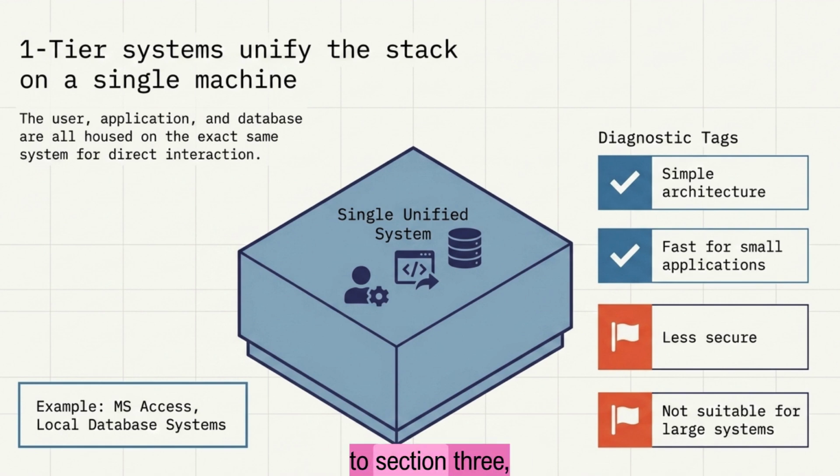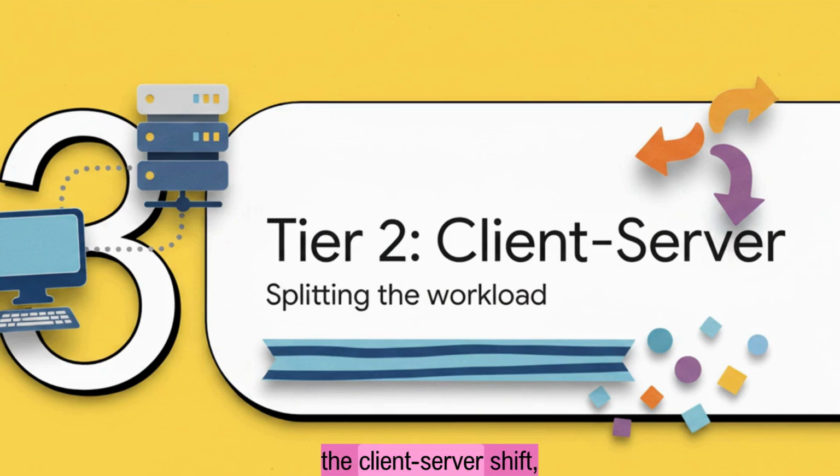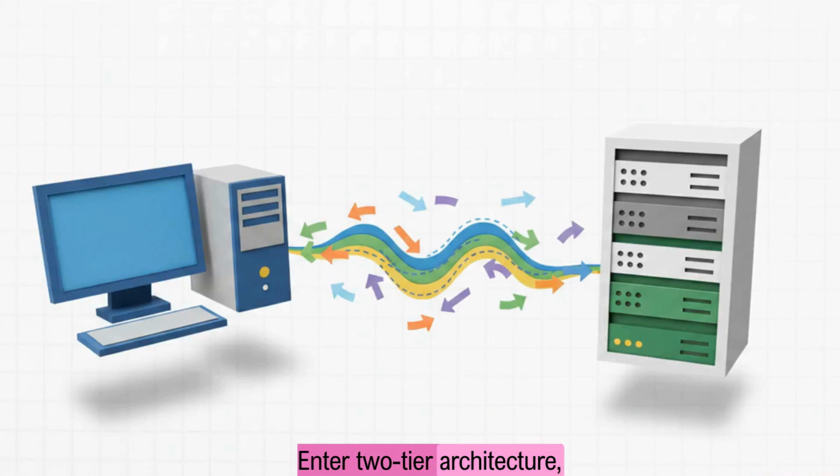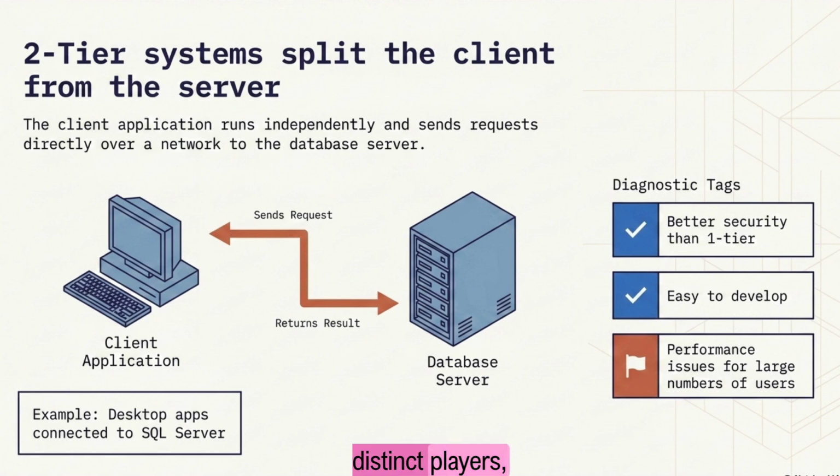Which brings us to Section 3, Tier 2, the client-server shift, splitting the workload. Enter two-tier architecture, where the tech world decided to literally split the workload in half. Now we've got 2 distinct players, a client application and a separate database server. In this model, the client fires a request over a network directly to the database server, which crunches the numbers and sends the result back.